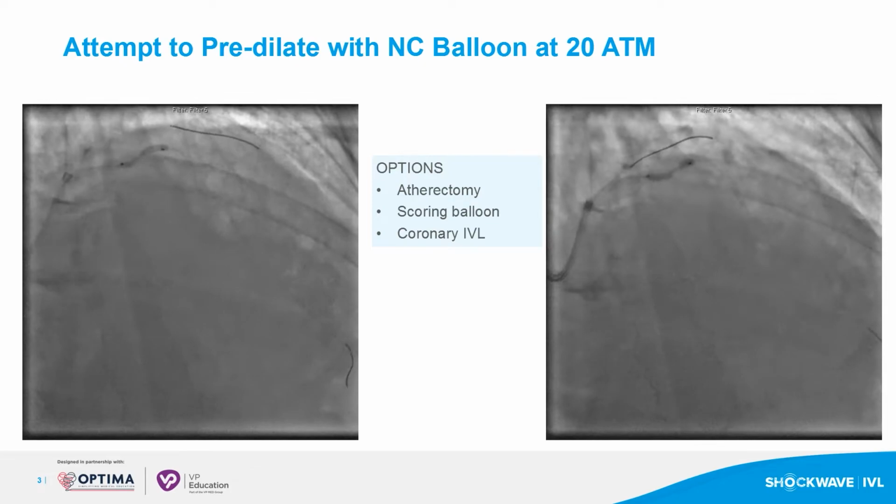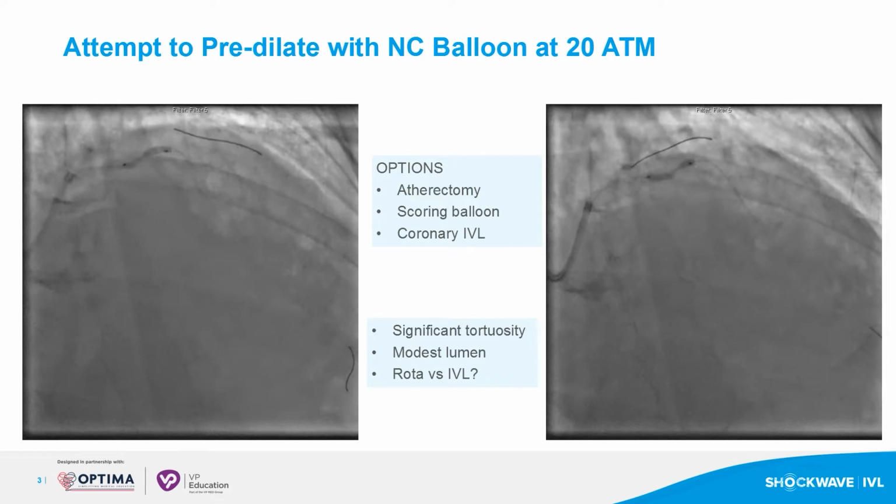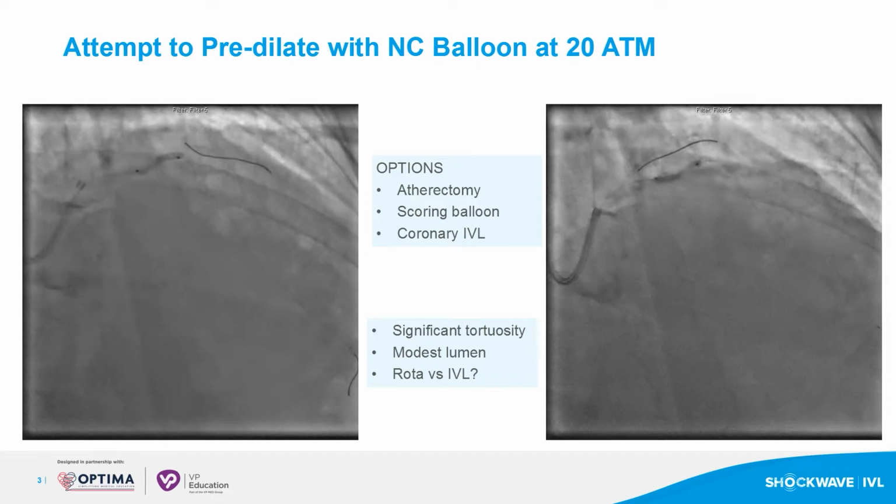So we have some options here, don't we? We can do atherectomy, you can use a scoring balloon, or you can use coronary IVL. I thought in this case there was some substantial tortuosity, and there was already a modest lumen. I was a little concerned about getting a scoring balloon down, and I also didn't think a scoring balloon would work in this situation. So the issue was Rota versus IVL for me, or, I suppose, orbital atherectomy. I just felt that because I was able to get a non-compliant balloon down, and given the safety profile of IVL, in this situation IVL would be preferred. So I went with a pragmatic approach.